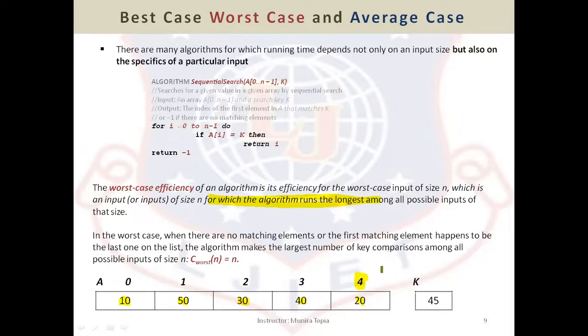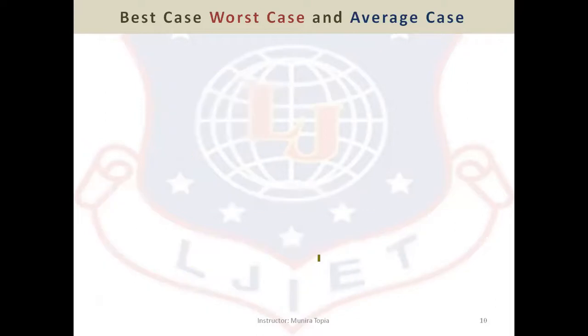Now consider this is n, right? So there are n elements. So how many comparisons will there be? n comparisons. That's why the complexity in the worst case of sequential search is n. That means, at maximum, how many comparisons will be done? n comparisons will be done. So C worst of n is equal to n.